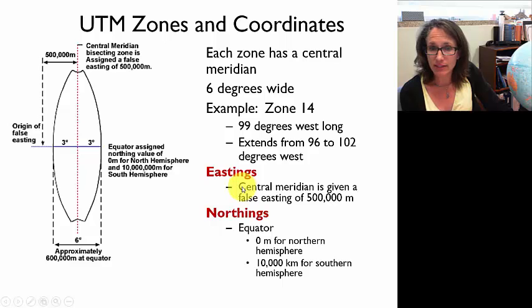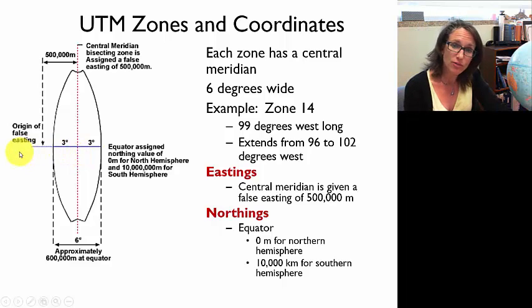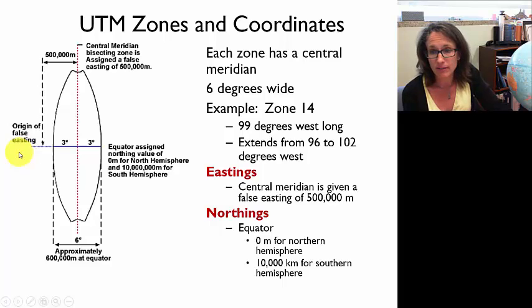The central meridian is given an easting of 500,000 meters. So the origin is going to be 500 kilometers west of the central meridian. The northing is at the equator. It's 0 in the northern hemisphere, and it's 10,000 kilometers for the southern hemisphere.